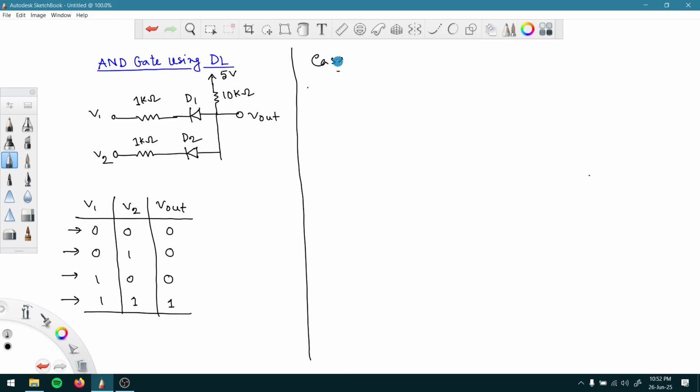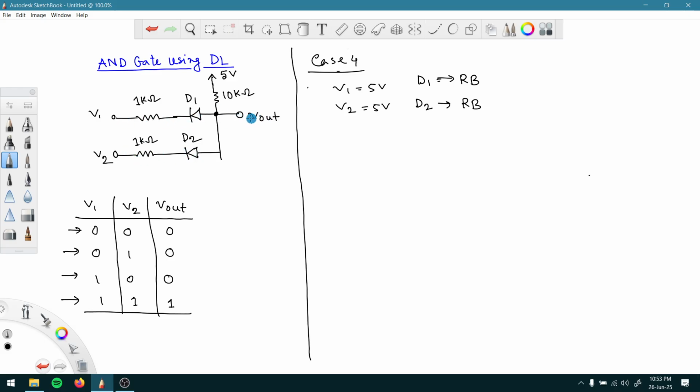Case 4, right? For case 4, because both of them are at higher voltage, V1 is equal to 5 volt, V2 is equal to 5 volt. Obviously at this node we need at least 5.7 volt or greater for D1 or D2 to be forward biased. This is not possible, so that means D1 is reverse biased and D2 is also reverse biased. If both of them are reverse biased, that means this whole portion of the circuit is open circuited.